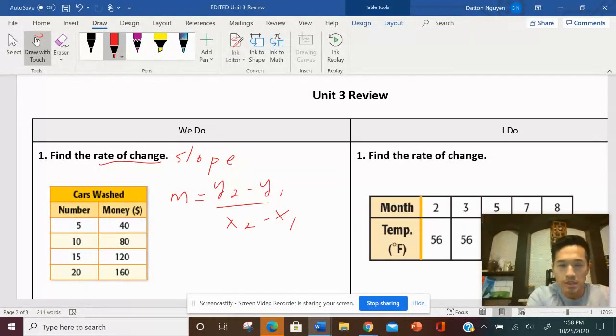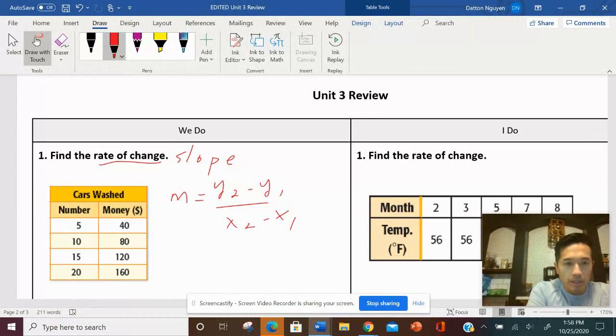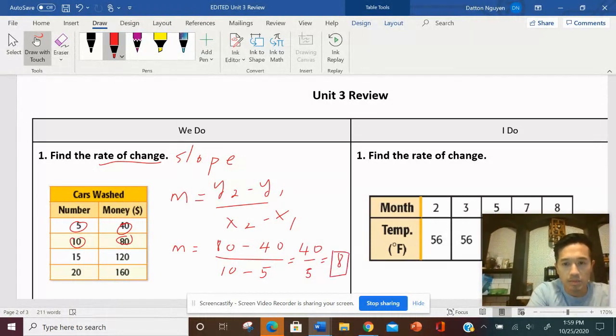I'm going to pick 2 points. So here I'm going to go ahead and pick 2 y points, 80 and 40. So my slope is going to equal 80 minus 40 divided by, now I've got to pick the corresponding x points to my y points. So 10 and 5. So that's divided by 10 minus 5. So I'll get 40 divided by 5, and that will give me 8 as my slope. Okay?